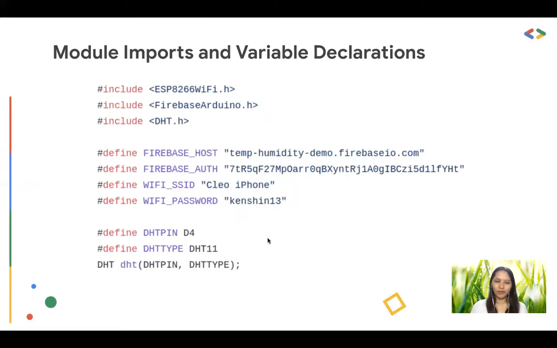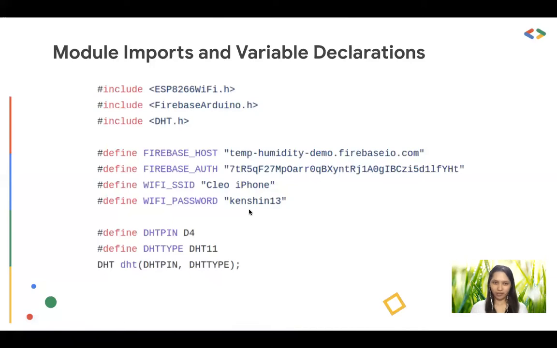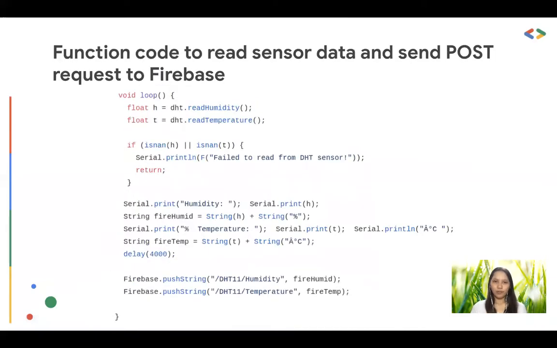And we're also defining the type of sensor that we have, because we actually have two types of DHT sensor, DHT 11 and 22, but in here we're using 11. And finally, we are calling the DHT function, passing a parameter of the DHT pin number and the type of sensor. And so this is where the real magic is happening.